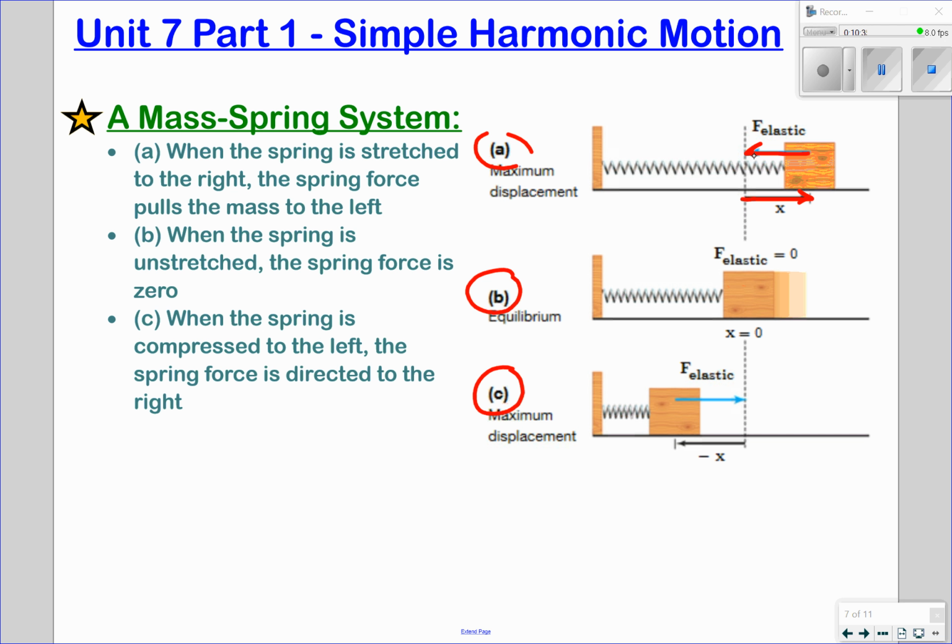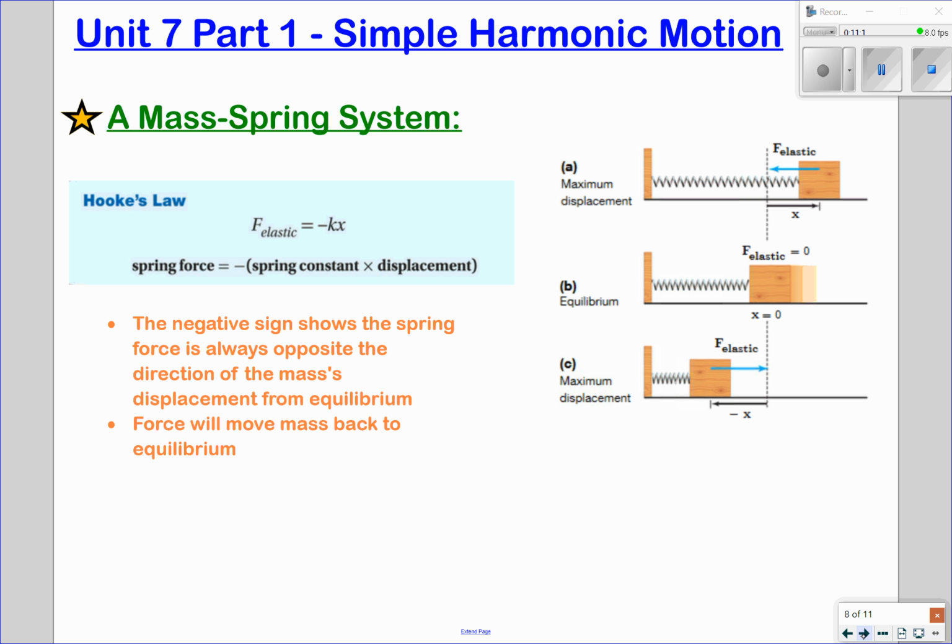For scenario B, we have an equilibrium point. So when that object is here at this equilibrium point, that means that spring is not stretched at all. It's not compressed, it's not stretched, so the spring force would be 0. For part C of the diagram, when the spring is compressed, now our displacement is negative, and we've now changed the direction of our spring force to be in the positive direction. Regardless, the big idea here is that the force of the spring is always in the opposite direction of the displaced object.